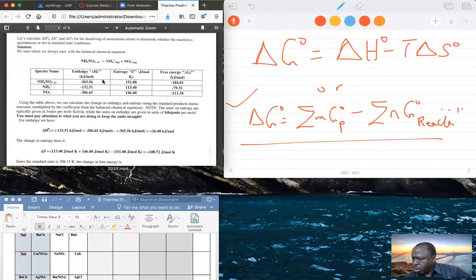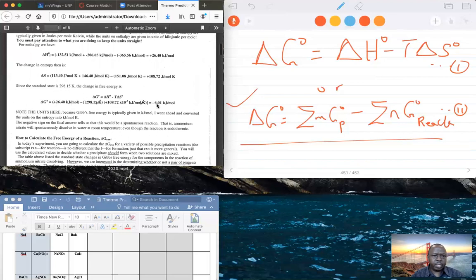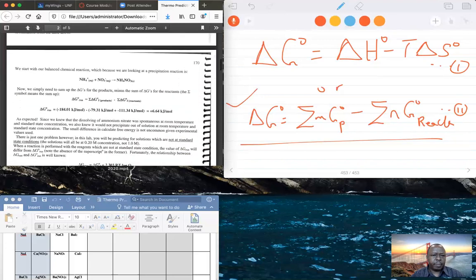Equation 2 is what you will use, unlike what we have here on the diagram. But if you are not given, you have to use equation 1 to determine delta G naught, given this and given that. This is delta G naught, which is negative. This is not what we are using to determine whether the precipitate will take place. We now have to use delta G.